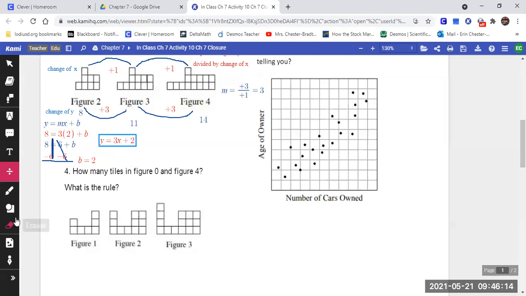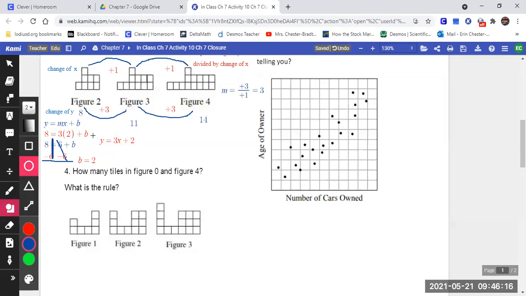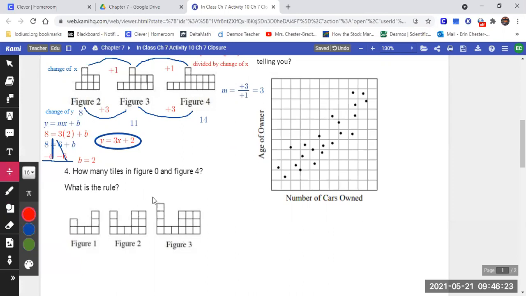Okay, so we've got a rule, right? We're going to use that rule for our figure 1 and our figure 5. Figure 1 would be X equals 1. Figure 5 is X equals 5. So we have to figure out what Y equals if X is 1.